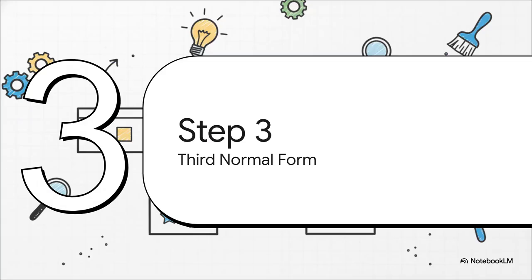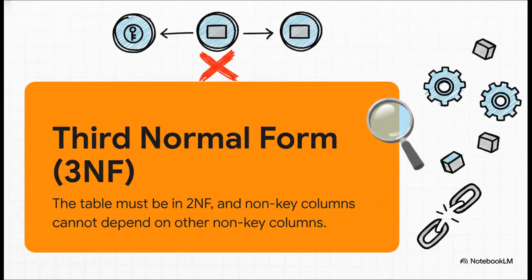The partial dependencies are gone, but there's one more kind of subtle problem we need to fix. And this brings us to the final stage we'll cover today, third normal form, or 3NF. You know the drill by now. To be in 3NF, a table must first be in 2NF. Then, we add one more rule. You can't have a non-key column depending on another non-key column. It creates this weird indirect chain reaction in your data, and it's called a transitive dependency.